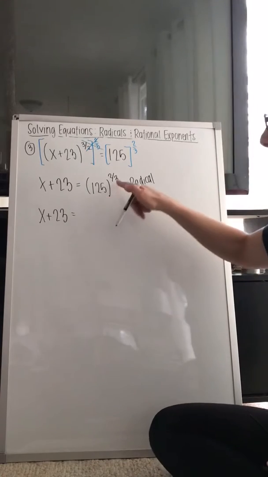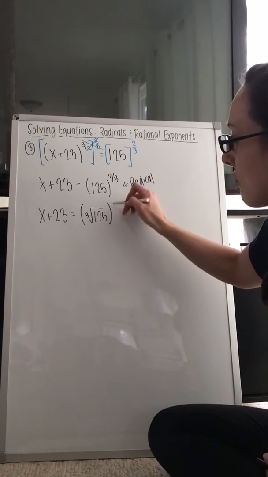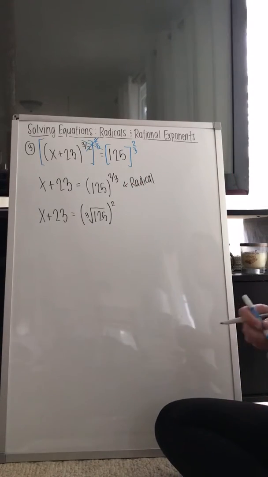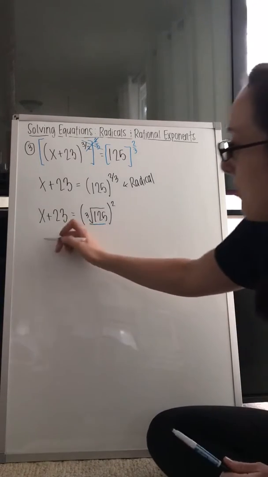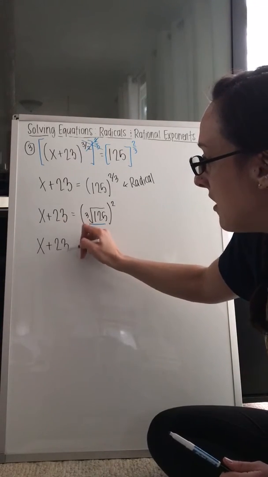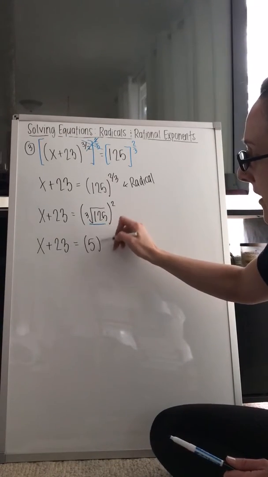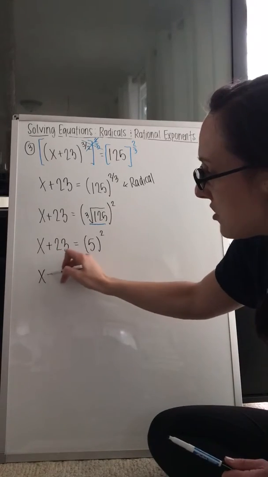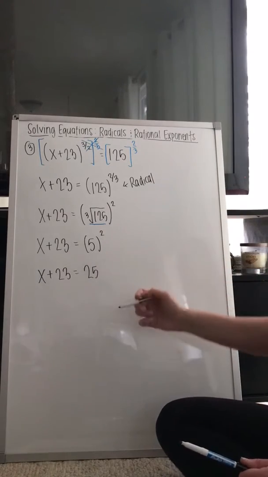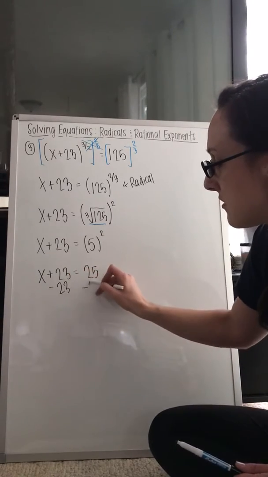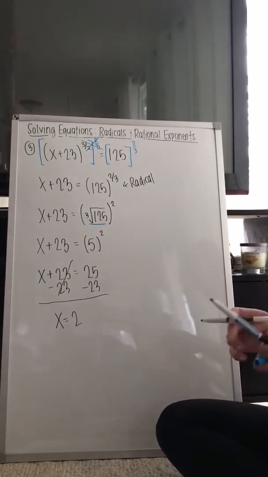I'm going to rewrite this 125 to the 2/3 power as the cubed root of 125 raised to the 2nd power. And I'm going to work on the inside of the set of parentheses first here, following my order of operations. So bring down the x plus 23 equal to the cubed root of 125 is 5. Bring down the power of 2. So this is going to leave me with x plus 23 is equal to 25 when I do out that 5 squared. Subtract both sides by 23, and that leaves me with a possible x value of 2.